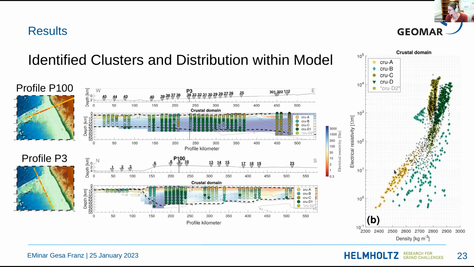Crew A right here, the yellow stars. And these are similar to the sediment layer close to the coast along Walvis Ridge and all along in the south. But as I said, these conductors have to be in the crustal domain and do not belong to the sediments.